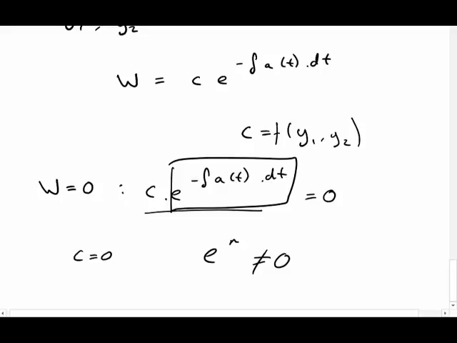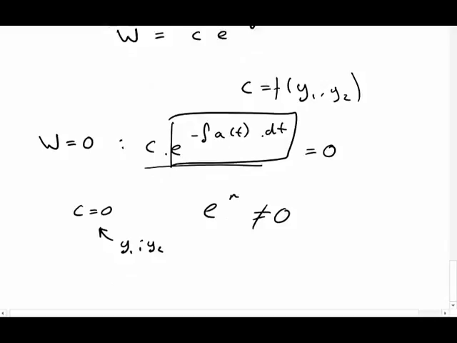Now c doesn't depend on t. So changing t won't make a bit of difference to the value of c. The only way that c can be 0 is if y1 and y2 are somehow set up in a certain way to make that constant 0. We're not going to go into where it all comes from; this is just talking about it at the moment.